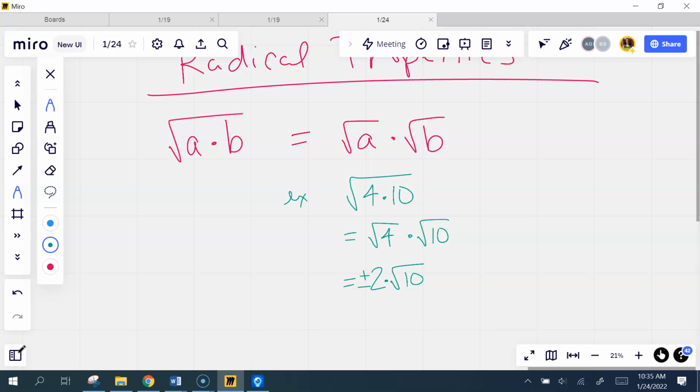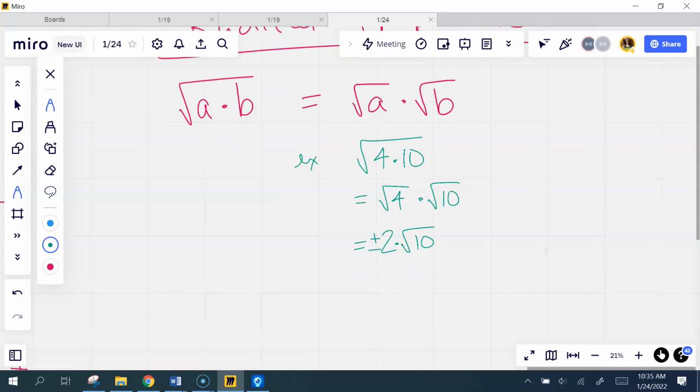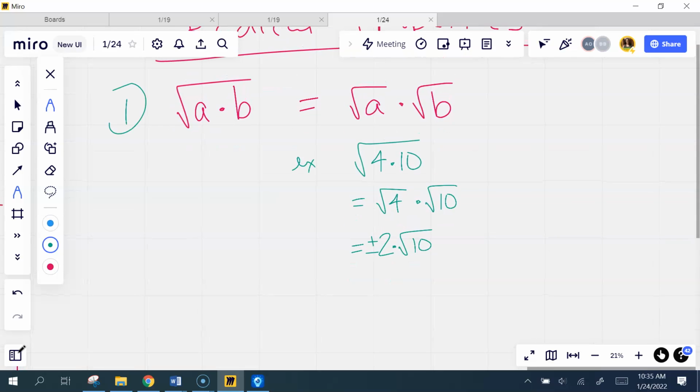Getting the distinct feeling we're only going to make it through the one page and not the second one, but we'll see. All right. Bless you. So that's property number 1.